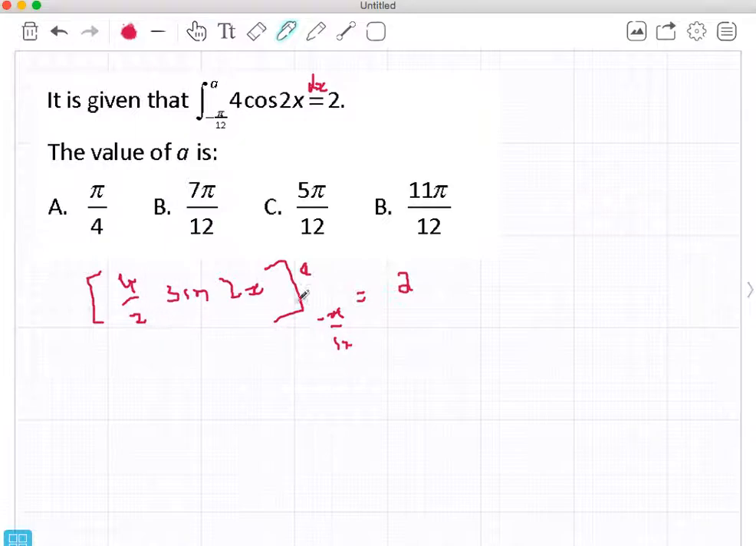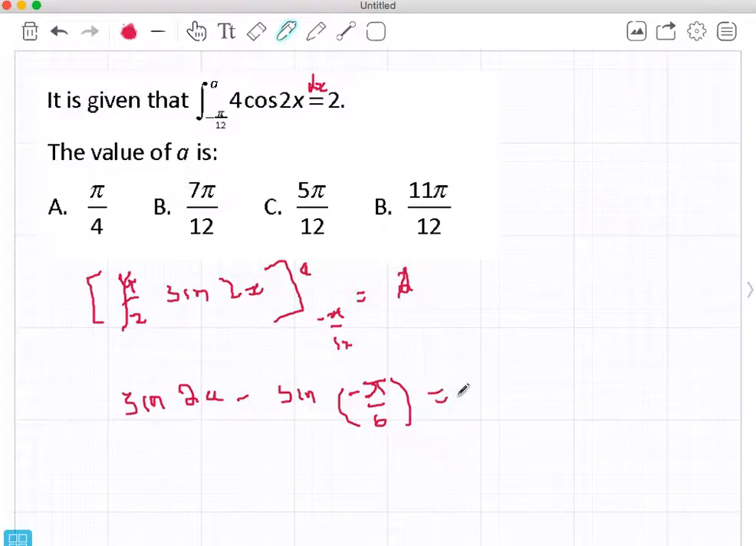Now this obviously is 2, and we've got a 2 here, so they can basically cancel each other off. And I'm going to go sine 2x, and substitute the a for the x, so I've got sine 2a minus sine. Now if I do 2 times negative pi over 12, it becomes negative pi over 6. And this now equals 1 because I cancelled these off.